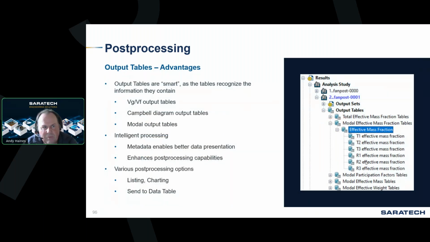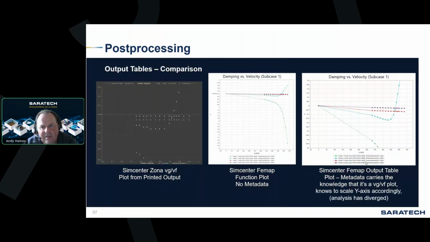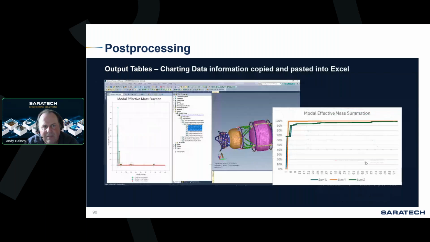So again, the advantages: they're smart. The table recognizes what kind of information it has in it. There's intelligent processing, and then there's various post-processing options. Because it knows the data, like you can see the table on the left is from ZONA. If we were plotting a Femap function in the middle, it really doesn't know to cut it off after it diverges, whereas the one on the right knows to do that because that's the important portion of the data, because it knows what type of data it's looking at.